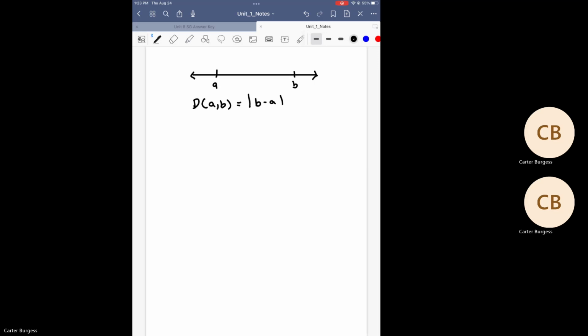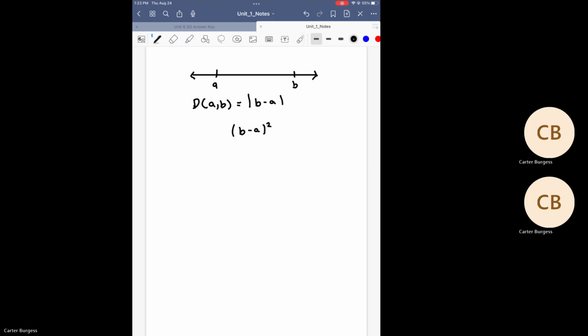But what's another way that I could guarantee that this B minus A thing is always going to be positive? What else could I do to it? What else have we done to numbers that forces them to be positive? Yeah, we could square it. So we could take B minus A here, and we can square it.